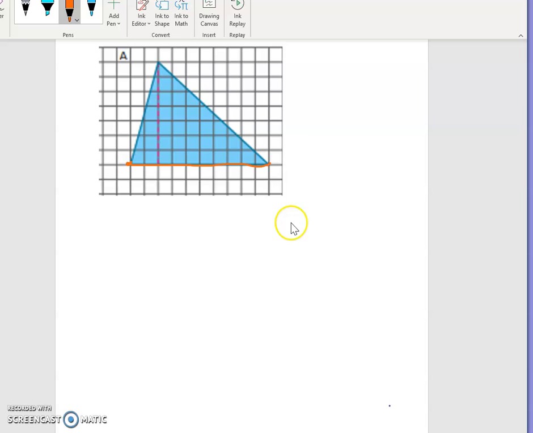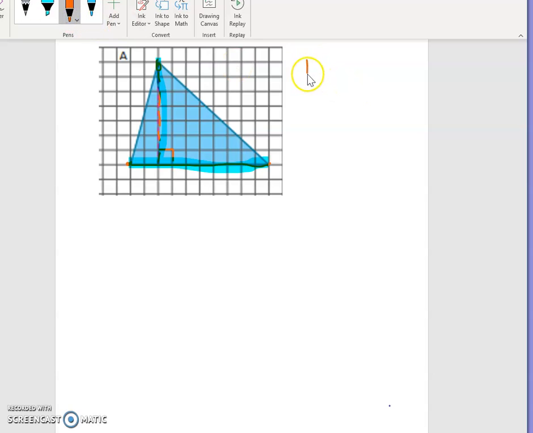When I go to draw in the height, I'm going to start at the top of the triangle all the way up here, and I'm going to draw a line that is perpendicular to the base. That means that it's going to form a right angle, which we can see with its T shape right here.